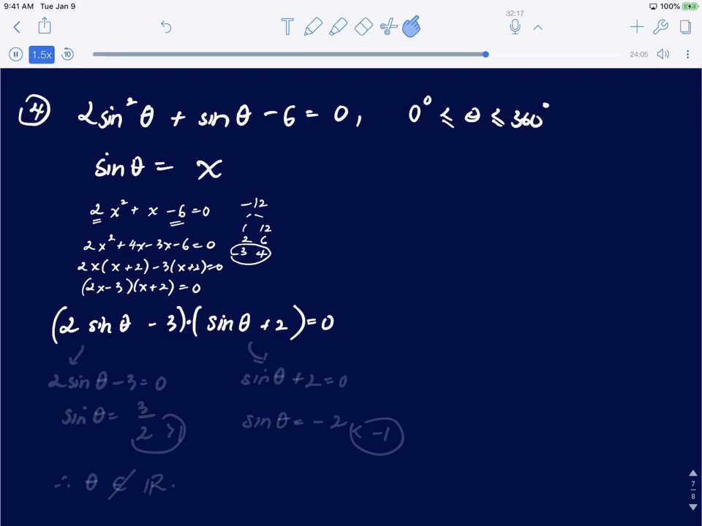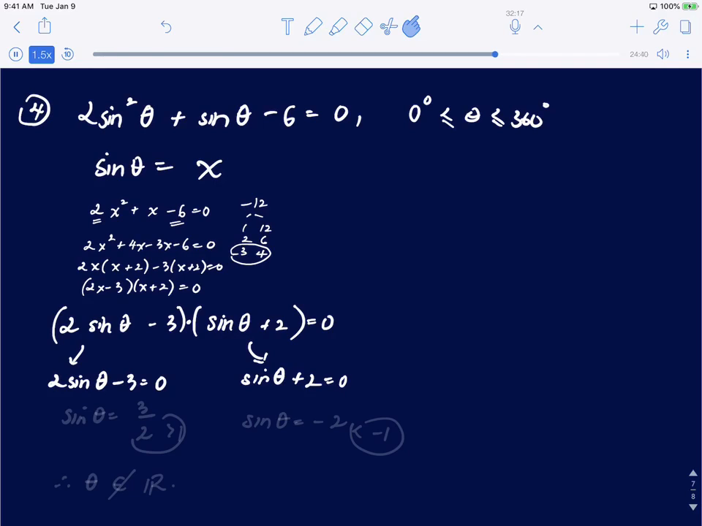Okay, and how did we solve quadratics? We just go for each solution in each bracket, right? The first bracket could be 0, the second bracket could be 0, so the first one will give me 2 sine of theta minus 3 is equal to 0. The second one, I'll get sine of theta is equal to, well, plus 2. So I get those two equations out.